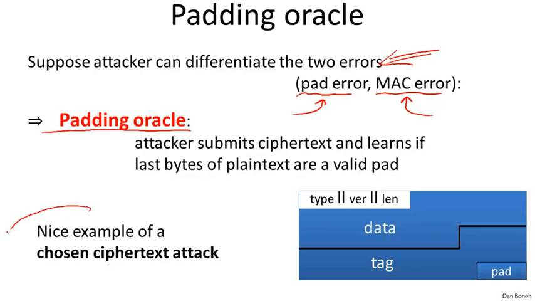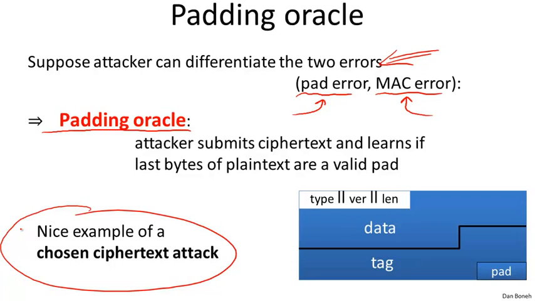So this is a beautiful example of what's called a chosen ciphertext attack, where again the adversary submits a ciphertext and then he gets to learn something about the resulting plaintext. And now the question is whether he can use that information to completely decrypt a given ciphertext. And I want to show you that a padding oracle can actually be used to completely decrypt a given ciphertext.